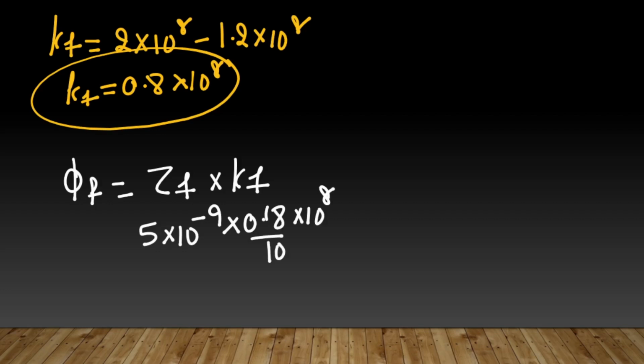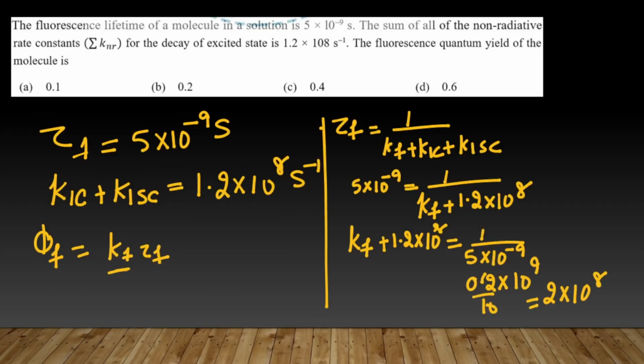This decimal you can remove. 5 8s is 40, so this 0 will go. 4 into 10 raised to the power of minus 1, which means it is 0.4. So this is going to be the quantum yield value. So the option, if you see, that is option C, it is given to us. Right? So this is how this question has to be solved.